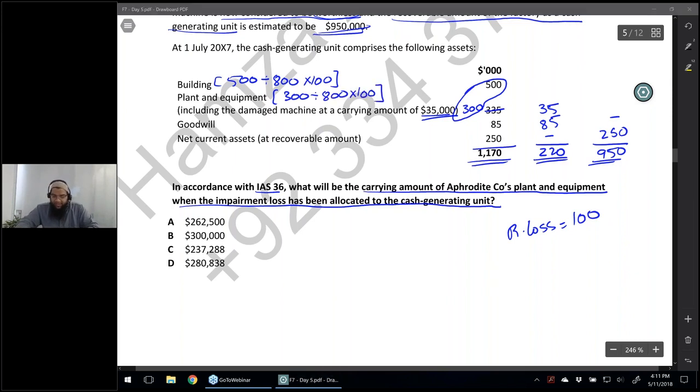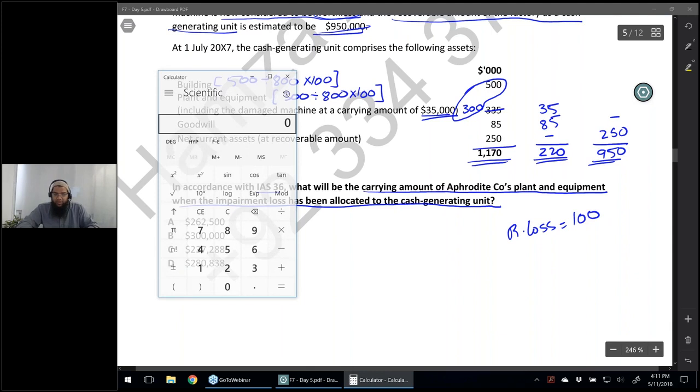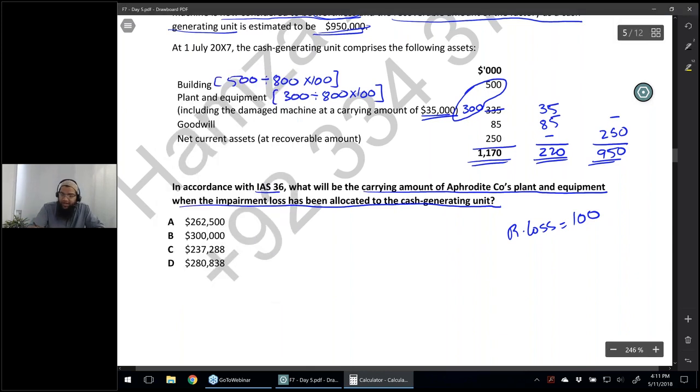So 500 divided by 800 times 100 is going to be 62.5. And the remaining value is going to be 437.5. And for the plant and equipment, it is going to be 300 minus 35, which is 265.